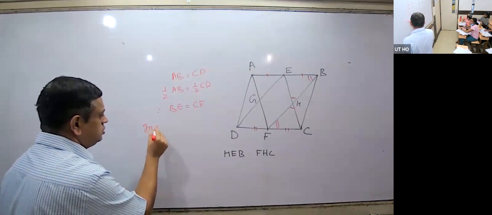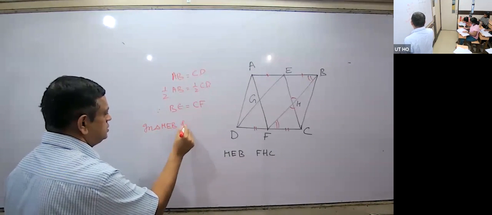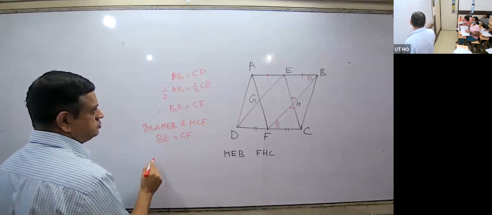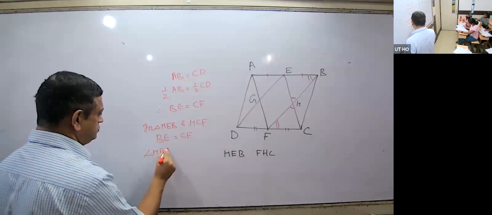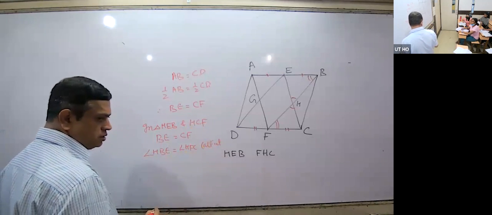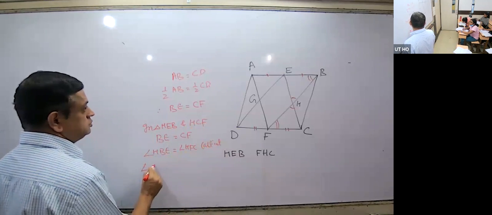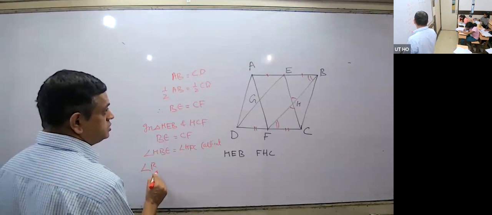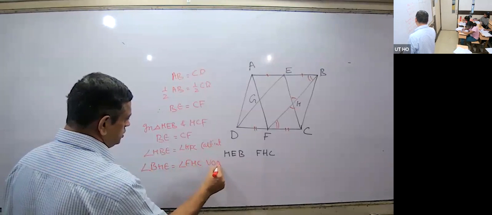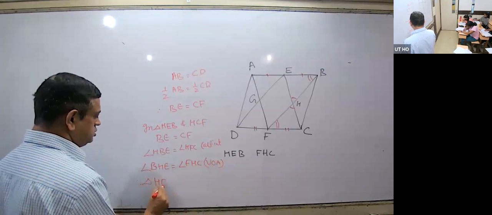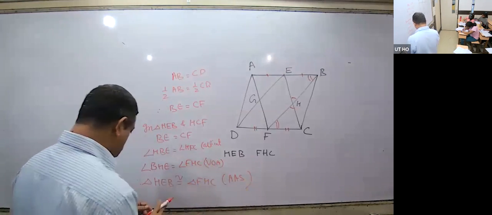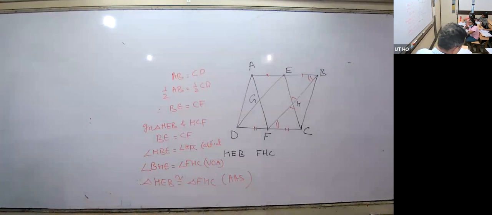In triangles HEB and HCF: BE is equal to CF. Angle HBE is equal to angle HFC, alternate interior angles. Angle BHE is equal to angle FHC, vertically opposite angles. Therefore, triangle HEB is congruent to triangle FHC by the AAS congruence test. Hope all of you followed. If anyone has not followed, please tell me.